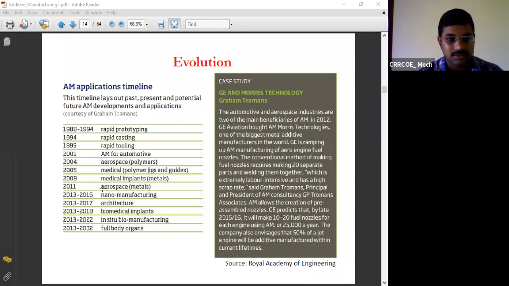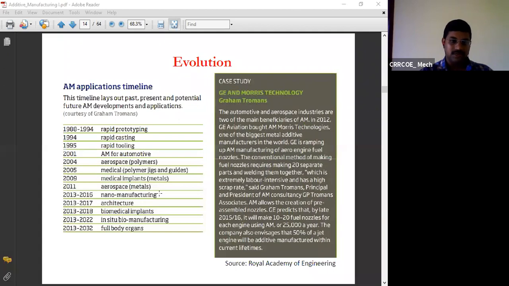In 2011, aerospace metals. In aerospace, polymer-based materials were produced firstly, and next it comes to metal, producing metal components in the aerospace application. And nano manufacturing, nano means very minute particles, is used to produce components like powder-based nano powders. Today in research works we are adding many nano additives to have better strength for the components.